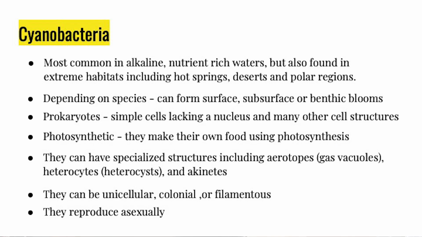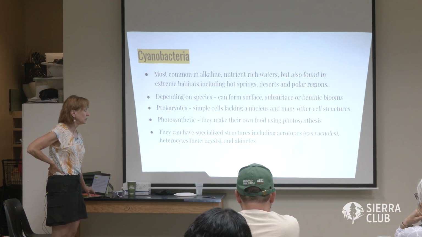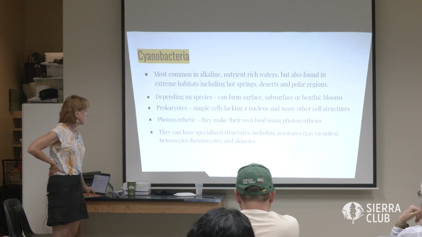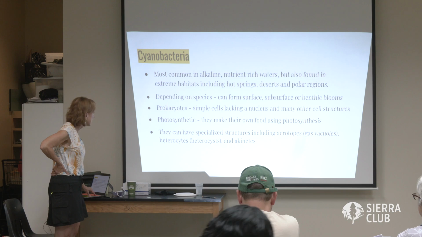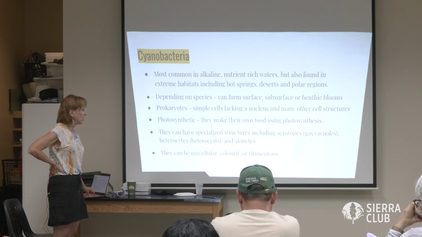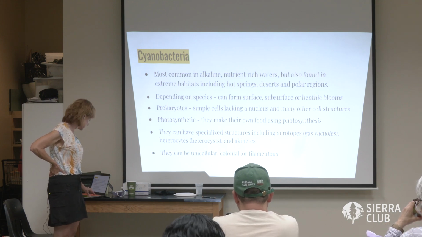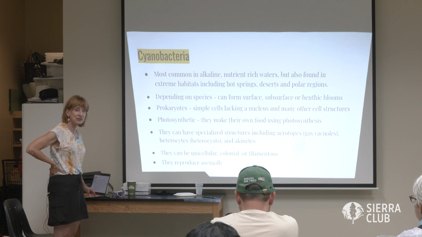Prokaryotes, they're simple cells lacking a nucleus and many other cell structures. They're photosynthetic. They make their own food using photosynthesis. They can have specialized structures, including aerotopes, heterocysts, and akinetes. We'll talk more about those. They can be unicellular, colonial, or filamentous. They reproduce asexually.